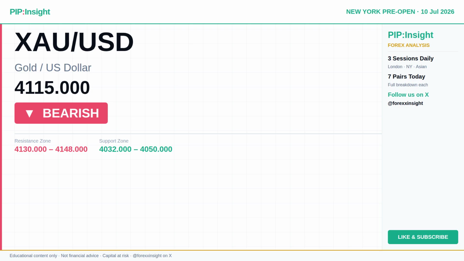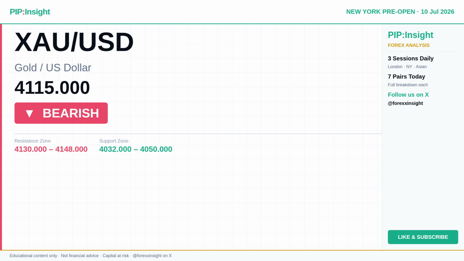On the fundamental side, the only scheduled US event today is the Fed Monetary Policy Report at 11 a.m. Eastern, which is rated low impact, so don't expect a major volatility spike from that alone. That said, any hawkish undertones in the language could reinforce dollar strength, which historically weighs on gold.